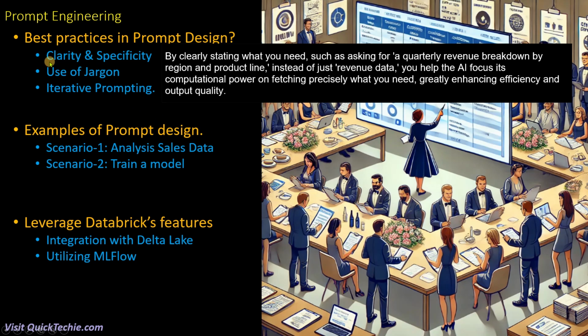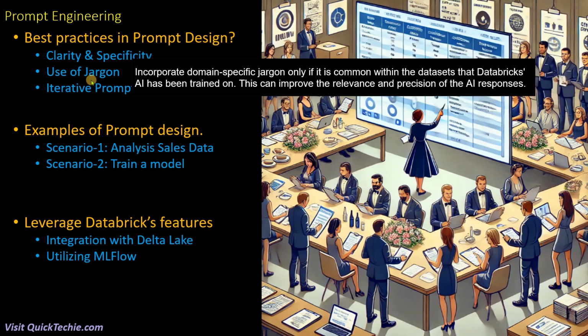By clearly stating what you need, such as asking for a quarterly revenue breakdown by region and product line, instead of just revenue data, you help the AI focus its computational power on fetching precisely what you need, greatly enhancing efficiency and output quality. Incorporate domain-specific jargon only if it is common within the datasets that Databricks AI has been trained on. This can improve the relevance and precision of the AI responses.